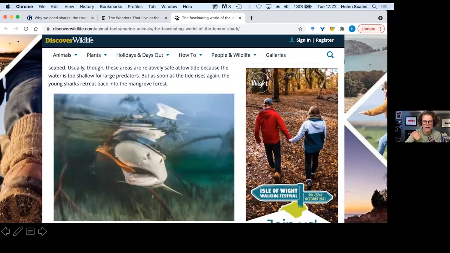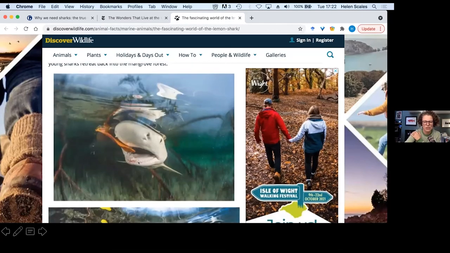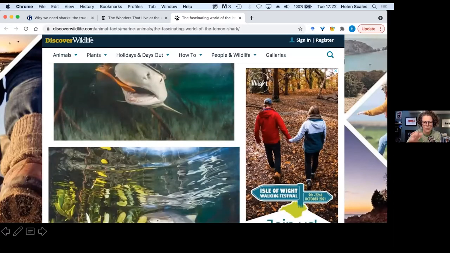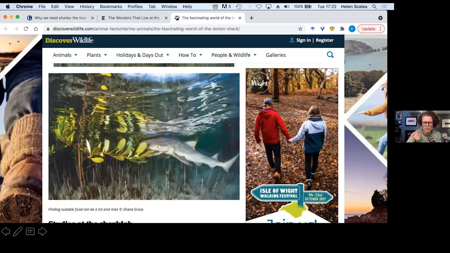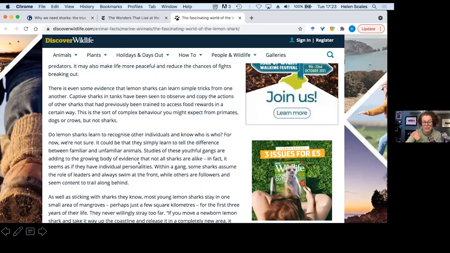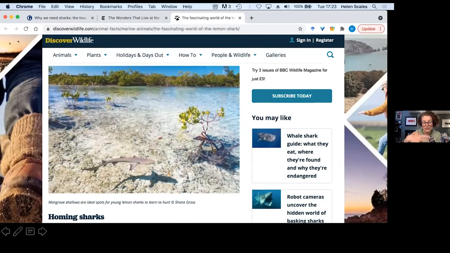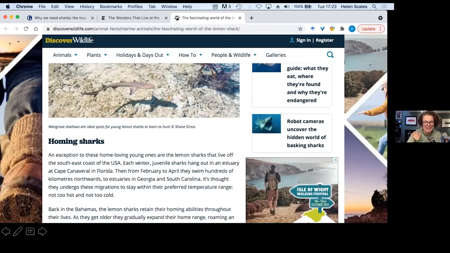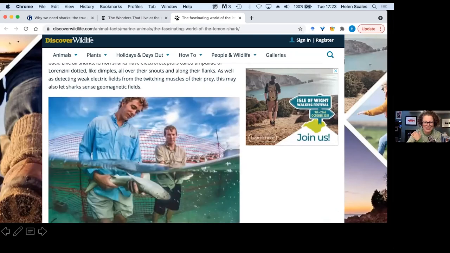This underwater view, I love the way he's just got into the water and shown things from the shark's eye, the shark's view, really. For me, that is what really sets his work apart. This article really is about sharks as animals and individuals, and how they learn and how they make friends and how they're way smarter than you might imagine. And I just think his images capture that so brilliantly.